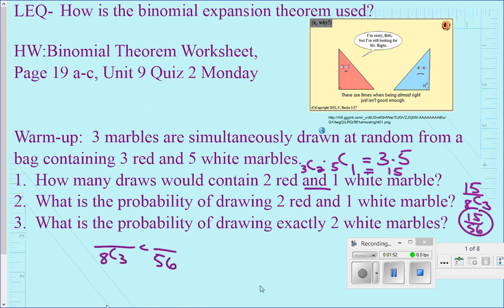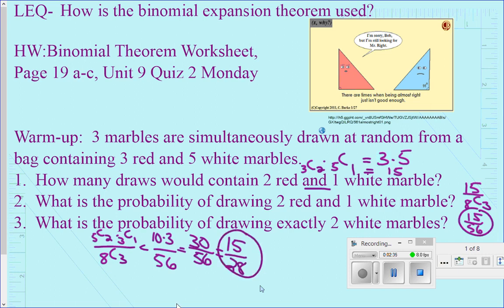But now I want exactly 2 white. Well, I have to pick from the white, which is 5. And I'm picking 2, which leaves from the 3 red, if I'm picking 3 total and I've already picked 2, that means the red one has to be 1. It has to be 1 red one. So 3C1 and 5C2 over 8C3. So 5C2 is 10 and 3C1 is 3. So 10 times 3 is 30. 30 over 56 is our probability, which simplifies to 15 over 28.